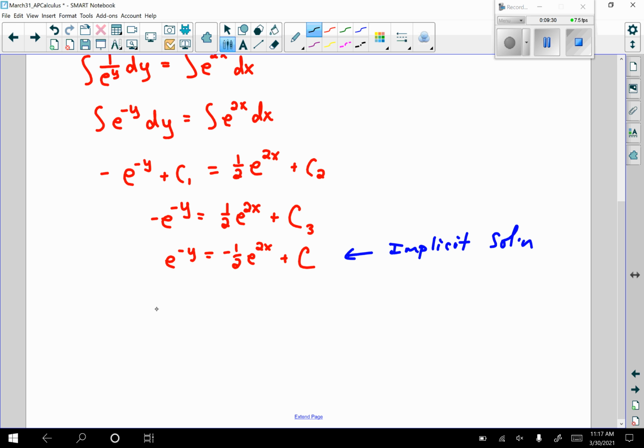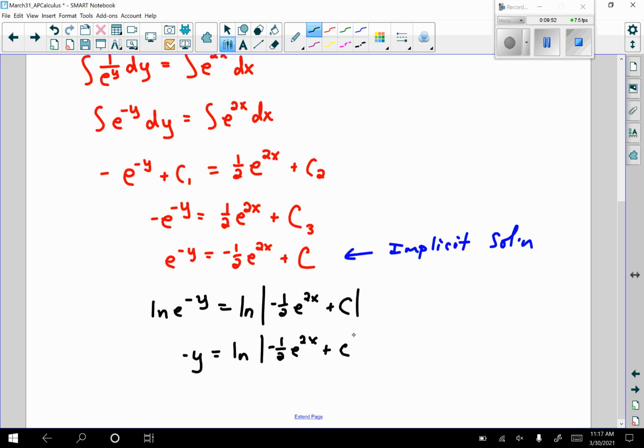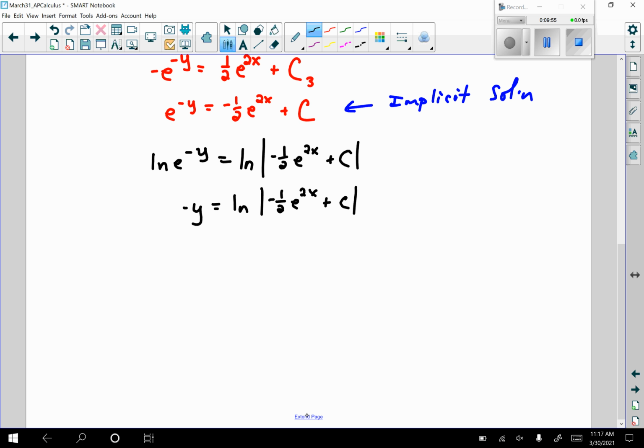But what we could do now, take the natural log of both sides. Now over here, we want this expression to be positive, so we're still going to keep it in absolute values. So now we'll get just negative y is going to equal the natural log of the absolute value of negative 1/2 e to the 2x plus c, or you could write this as c minus 1/2 e to the 2x. And then we'll divide by -1. So now y is just going to equal the opposite of the natural log of -1/2 e to the 2x plus c. And this is our explicit solution.